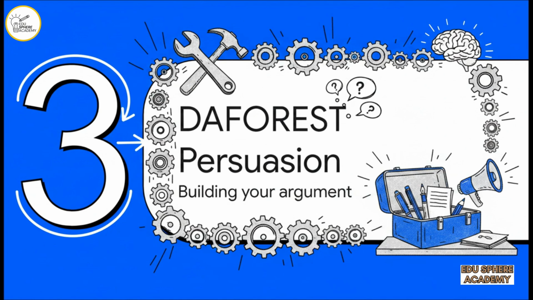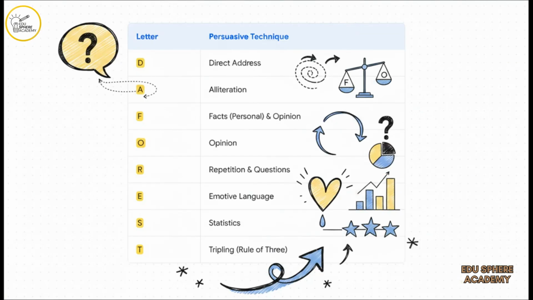All right, Part 3, the DAF-Forest persuasion technique. Time to start building the elements of your argument. Now we're transitioning from planning to actual execution. What's really cool here is how these specific techniques elevate a basic, kind of flat essay into a highly persuasive, dynamic piece of writing. DAF-Forest is your cheat code.